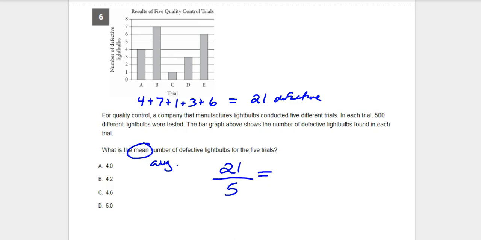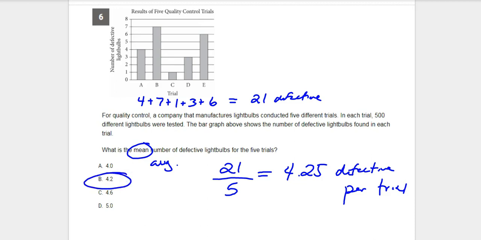So 5 goes into 21. It looks like 4.25 defective per trial. That was our average. And the closest one to that would be choice B with 4.2. So they didn't have the exact answer. You kind of had to pick the closest answer.